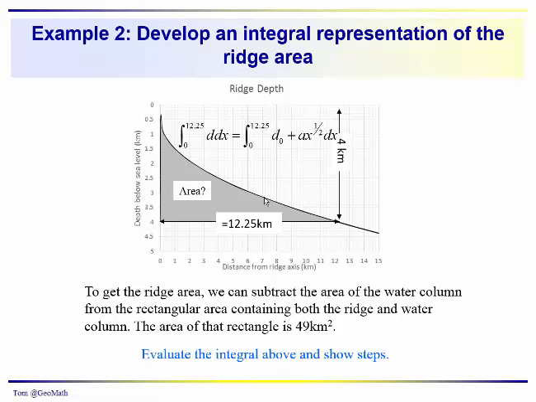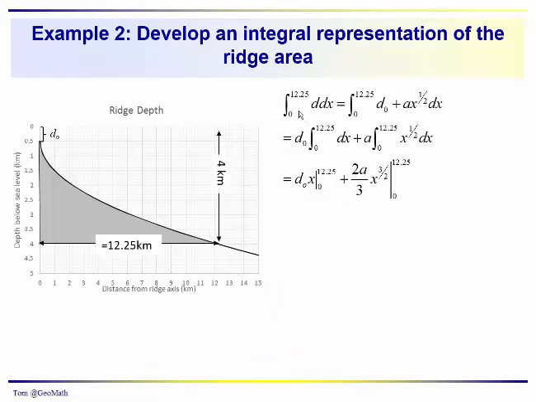So the next thing to do would be to evaluate this integral and show steps. So you might pause the video and go through this definite integral. And so doing that, we find that the integral of d with respect to x is going to be the definite integral from 0 to 12.25 kilometers of d0 plus a x to the 1/2 power, dx. And that gives us two integrals, just taking the constants out. So we get the integral of dx, and we get the integral of x to the 1/2 dx. The integral of dx is just x. The integral of x to the 1/2 is going to be x to the 3/2, and then we divide by the new exponent, we get 2/3 times a x to the 3/2, and then we evaluate both of these terms from 0 to 12.25 kilometers.